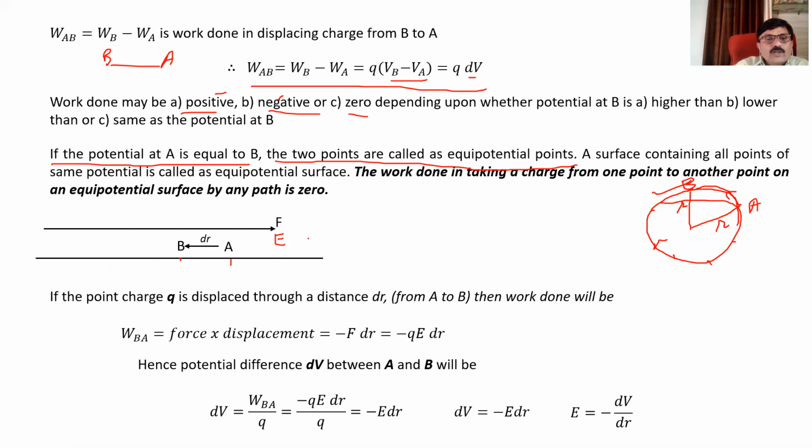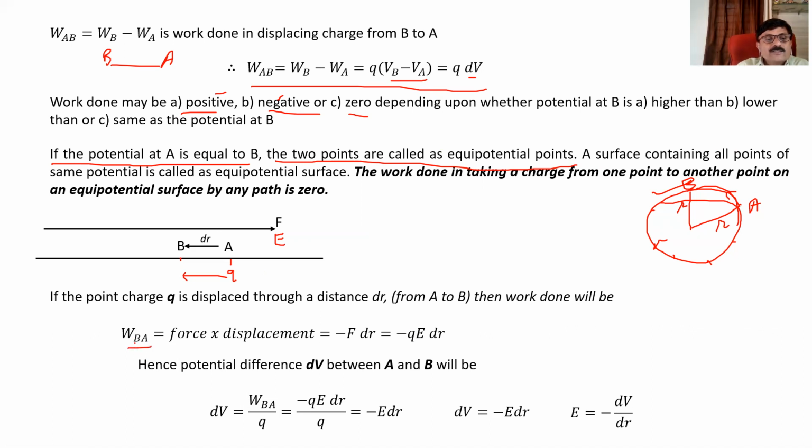Then from whatever we have discussed earlier, we can say that if the point charge q is displaced through a small distance, means suppose the point charge is here and it is displaced through a small distance dr from A to B, then obviously the work done will be given as per definition as I have written here, WBA, because now we have taken the point charge from A to B.